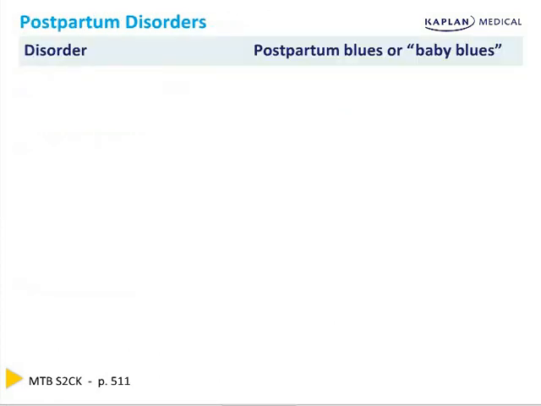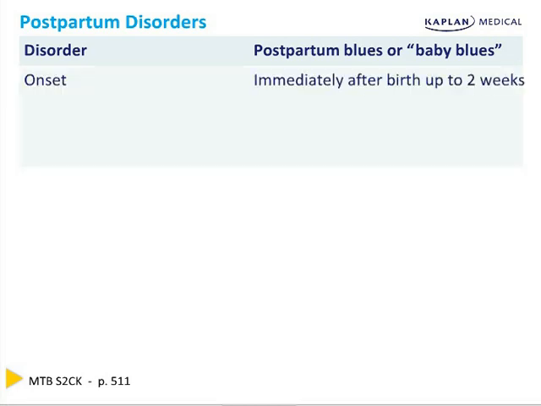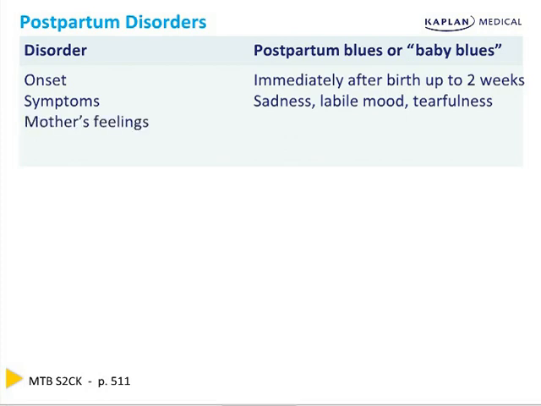A good topic to really have a good grasp on for the exam, something they like to test you on, are the postpartum disorders. So the first one we'll discuss are postpartum blues or baby blues. The onsets are going to be important. So the onset for postpartum blues is immediately after birth up to 2 weeks postpartum. And the symptoms are just going to be that emotional roller coaster. They'll be sad, they'll have mood swings, they'll break down and cry. It's hormonal, it's totally natural. But the feelings toward the baby never change. They love their baby, no negative feelings. And that's an important hint on the vignette.